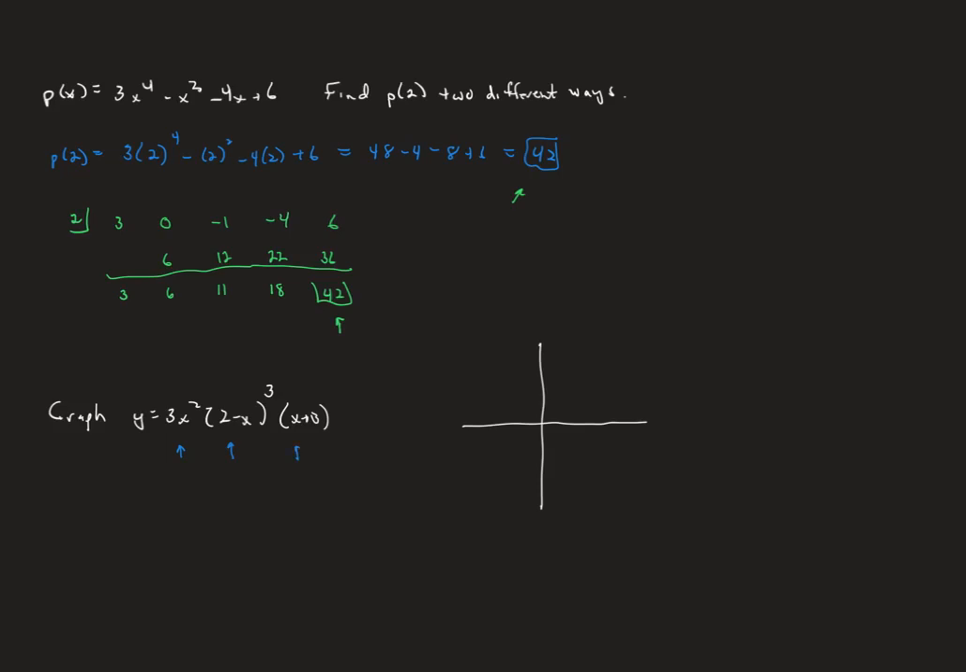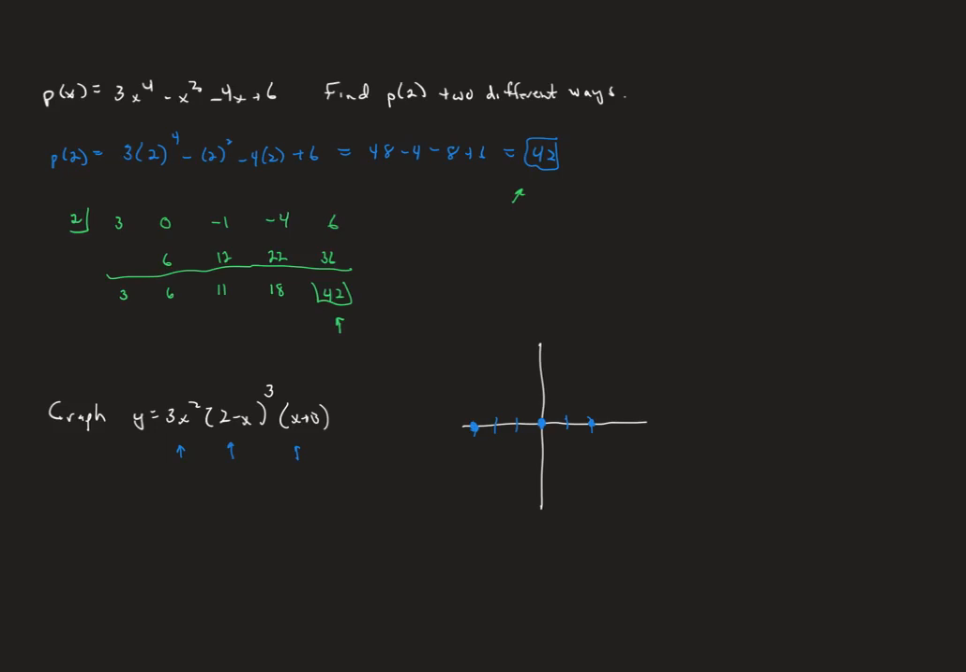So 3x squared will be 0 when x is 0. So we're going to get an x-intercept at 0. 2 minus x is going to be 0 when x is 2. So that's going to be another 0. And x plus 3 will be 0 when x is negative 3. So we're going to get another x-intercept at negative 3. So we have x-intercepts at negative 3, 0, and 2.